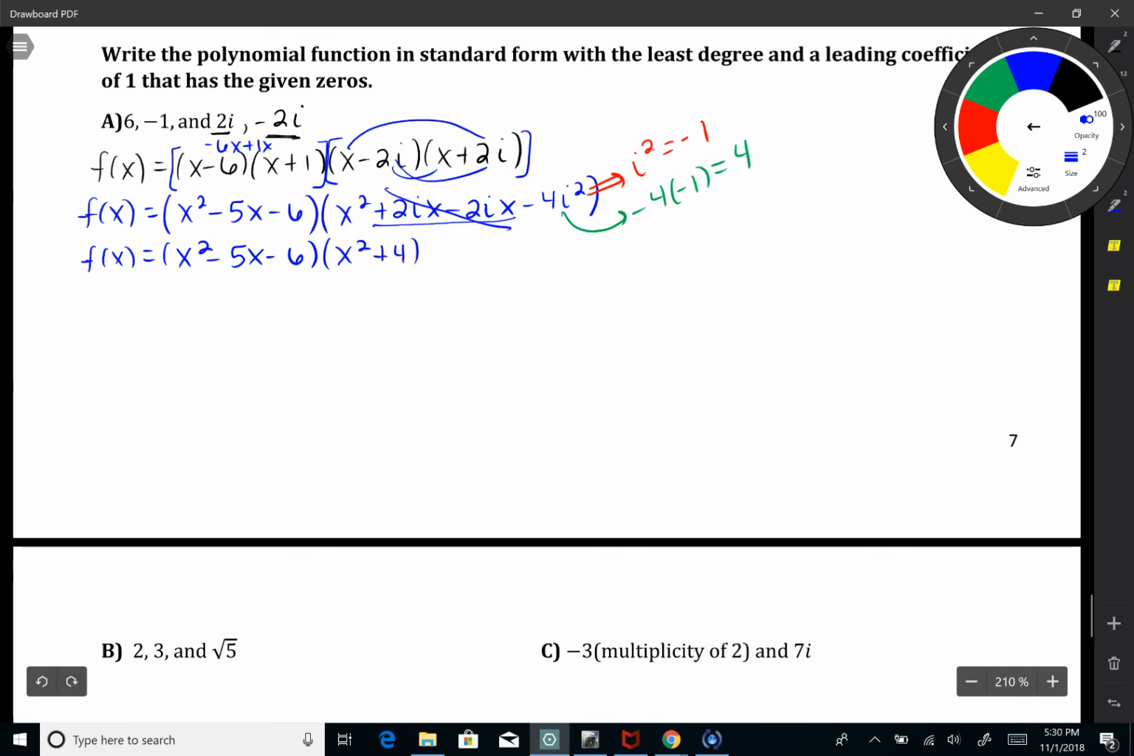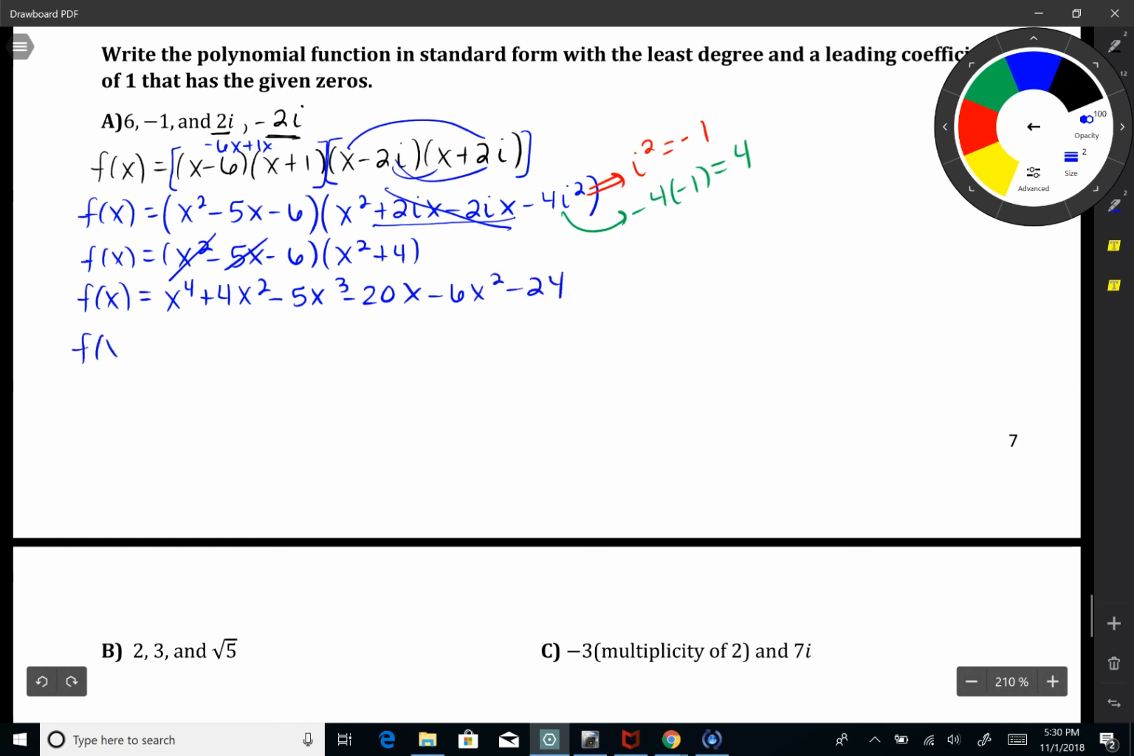All right, let's multiply and finish this thing. Distribute my x squared. Gives me x to the 4th plus 4x squared. Distribute my negative 5x. Negative 5x cubed minus 20x. And distribute my negative 6, negative 6x squared minus 24.